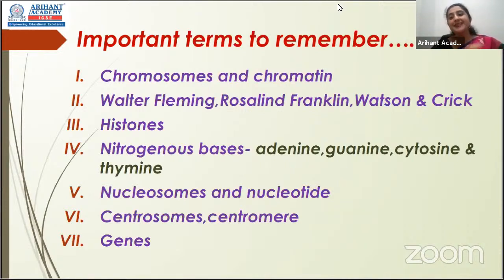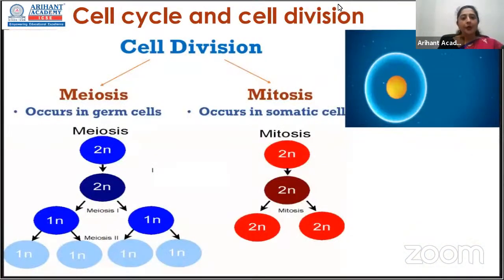We're moving to the next part of this chapter, which is the cell cycle. Now, to understand the cell cycle, let us first understand the two types of cell division. The type of cell division that I was just speaking about, 1, 2, 4 wala, was mitosis. Mitosis is a type of cell division which occurs in your body for growth, for repair, for replacement, for regeneration, and it also takes place during asexual reproduction.